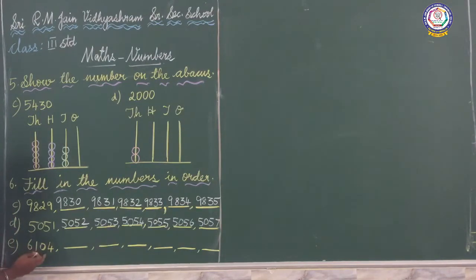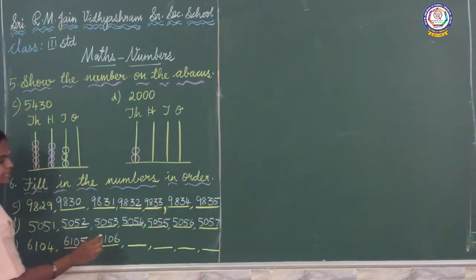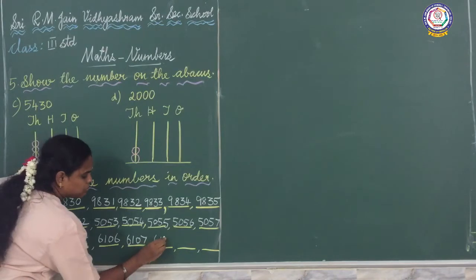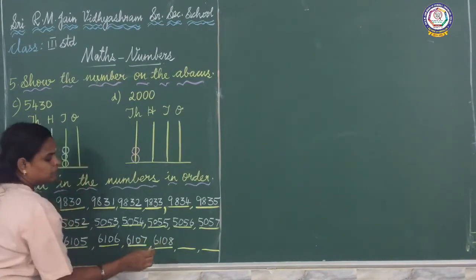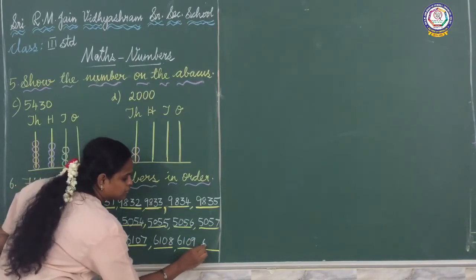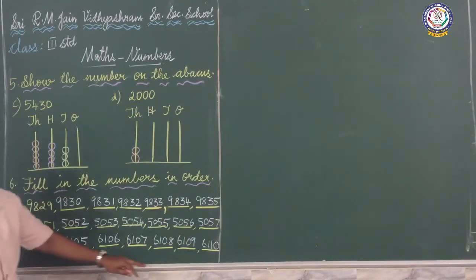Next one, 6104 is given. So what's after 4? 5. So 6105. Next, 6106. Next, 6107. Next, 6108. Next, 6109. Next, 6110. So exercise 1 is completed.